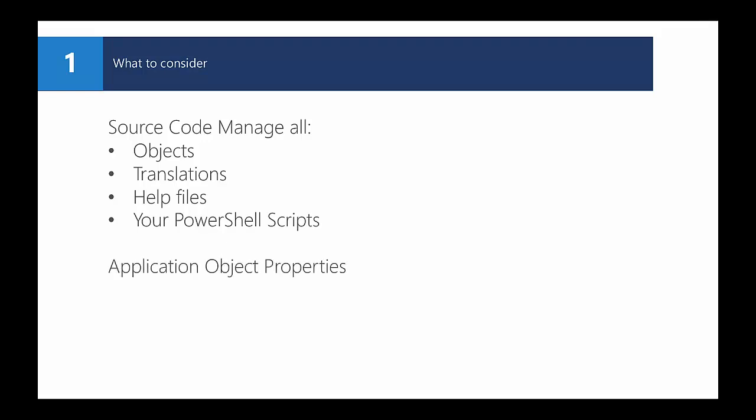Some things like the application object properties should not be tracked in your development. However, we need this information when we build a new version later on. We can resolve this by tracking both the complete release from Microsoft and the development branch cleaned of this information.